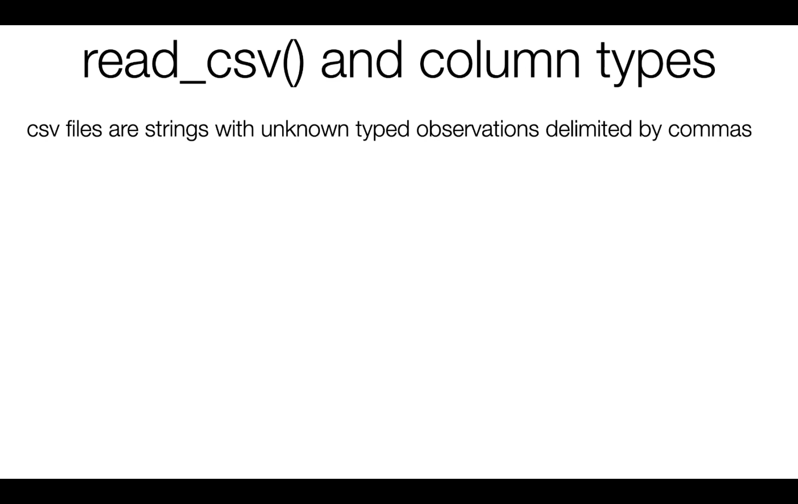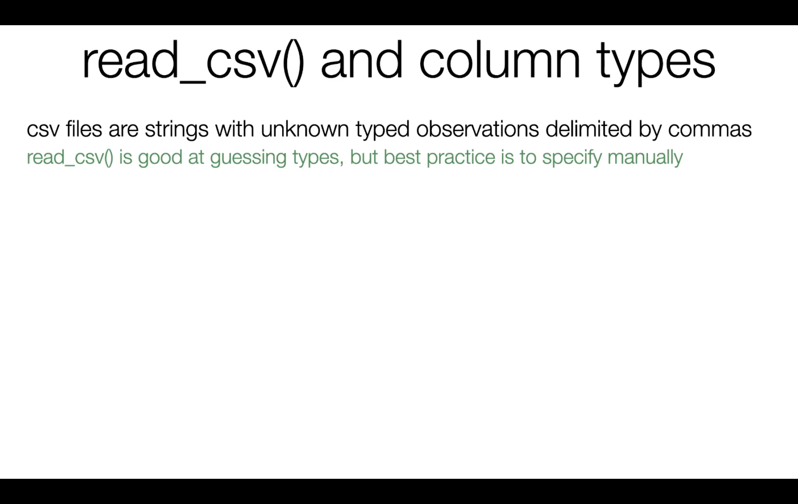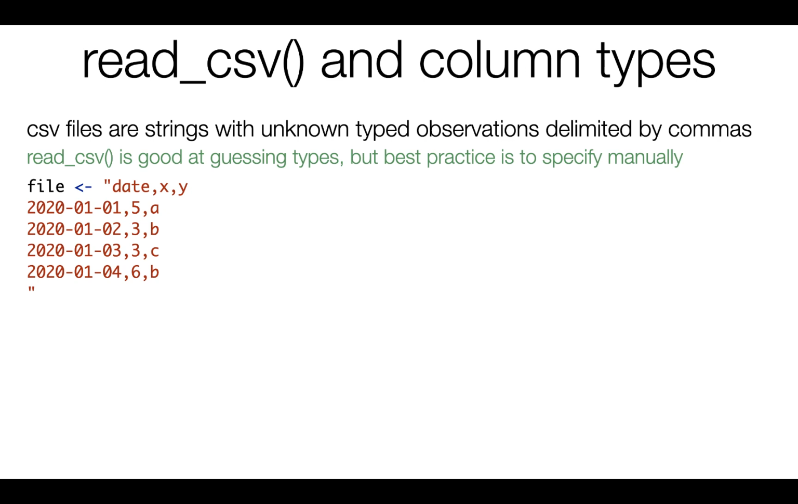When R is reading in this data, it doesn't know that column 2 has strings in it, or that it has factors in it, or something like that. However, read_CSV in general is good at guessing types, but best practice will be to actually specify how to parse the types manually, okay? For example, let's say that your file looks like this.